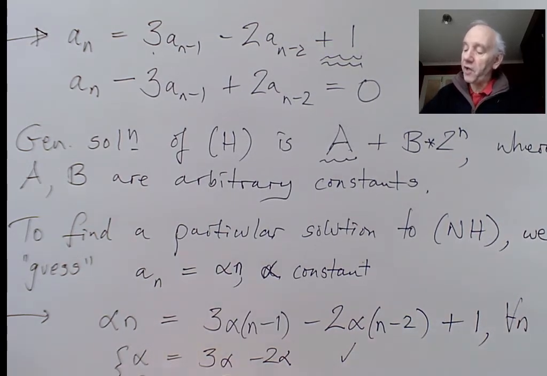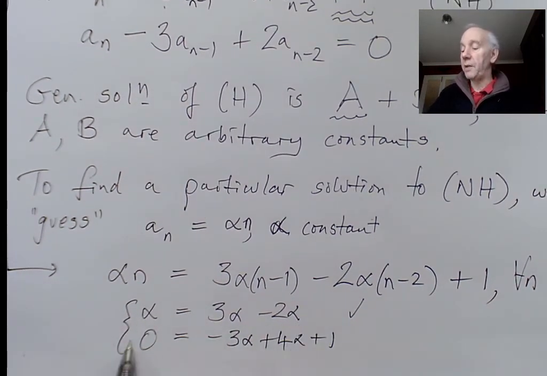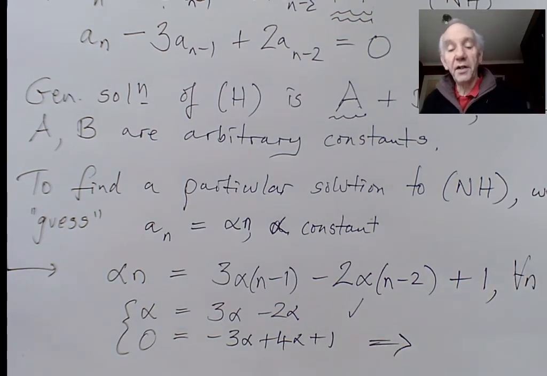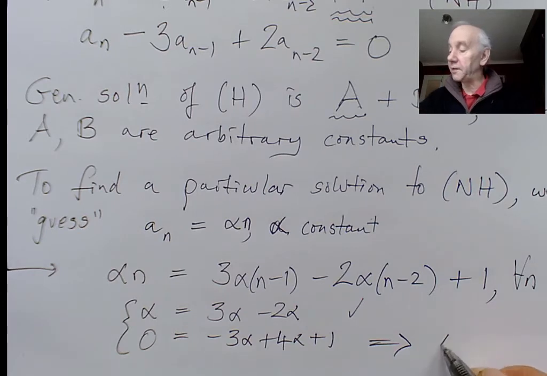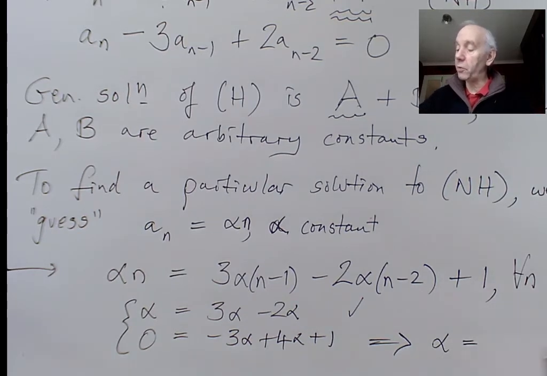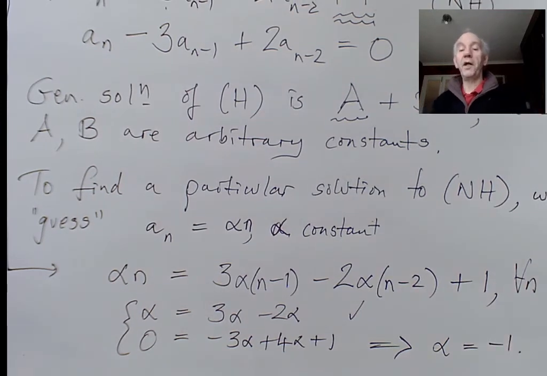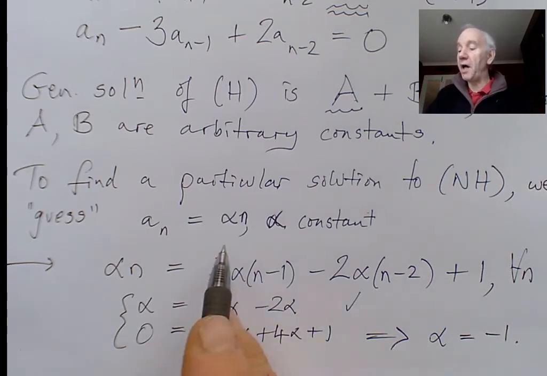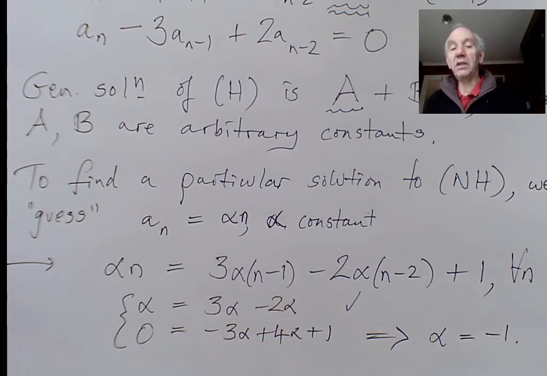So this single equation, because this is true for all values of n, allows us to separate out the coefficients of n and the constant coefficients. The first one's automatically valid. The second one tells us that alpha is equal to minus 1, because we get alpha plus 1 is 0. Okay, so we've now got a particular solution, namely minus n. Minus n will work.